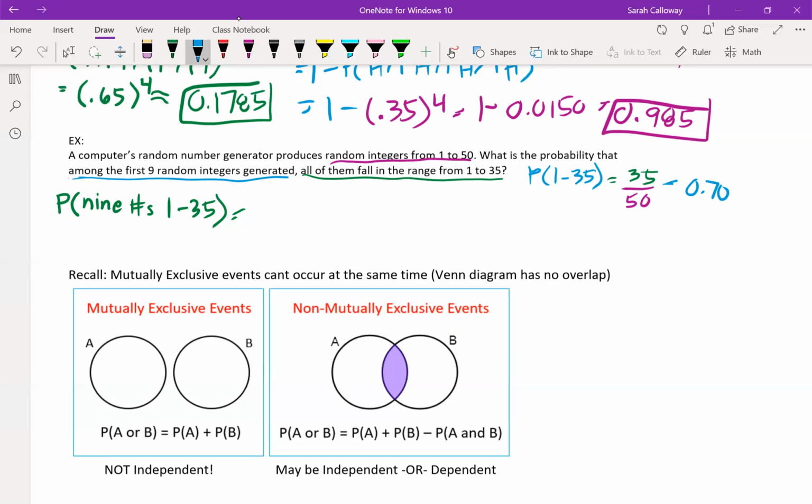Because I want 9 of them, I need to raise that value to the 9th power. Okay, so I'm going to take my 0.7 and raise that to the 9th power. If I evaluate that, that's approximately 4% or 0.04.